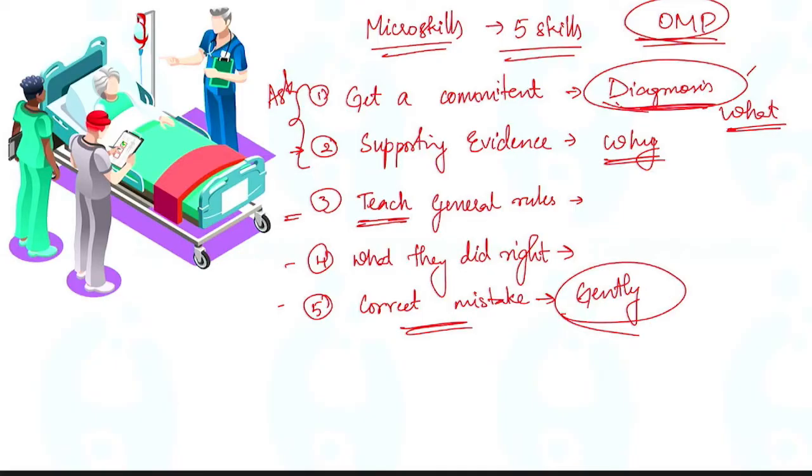Fine. So this is about the micro skills in the one minute preceptor. Remember: get a commitment, take supporting evidence, teach a general rule, tell what they did right, and correct the mistakes. The importance of this method is that it is not time consuming. The time constraint is not too much here. It can be completed within a minute or so. It is efficient in clinical practice, and we can move on to the next patient or next topic faster.